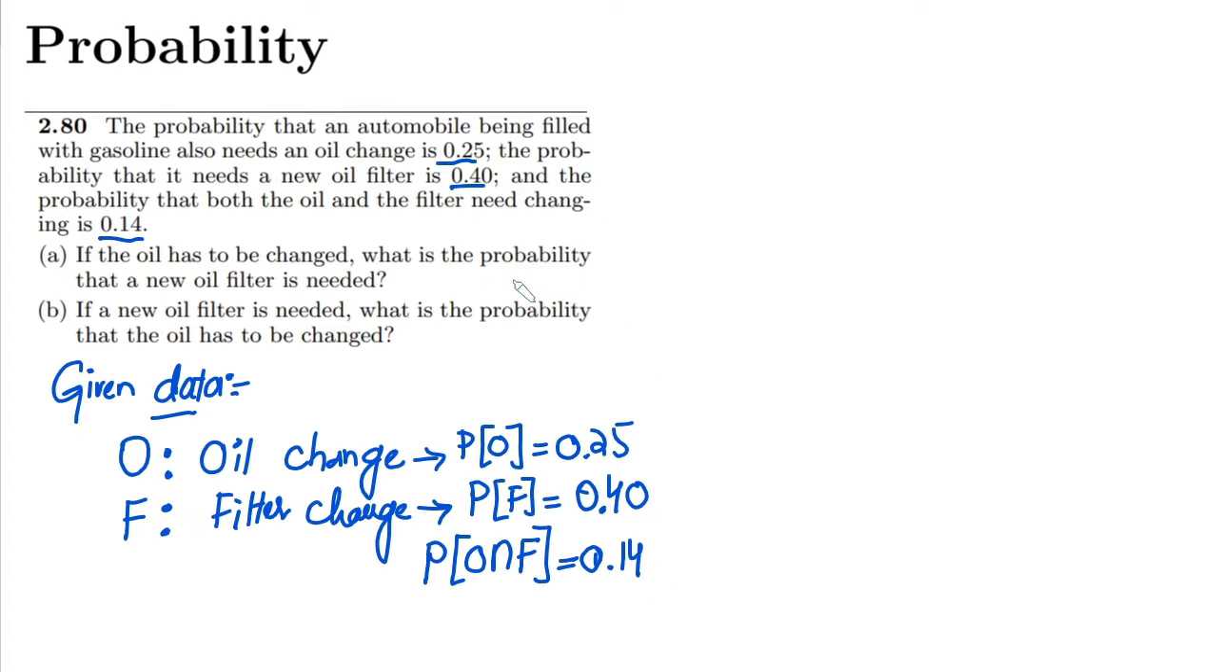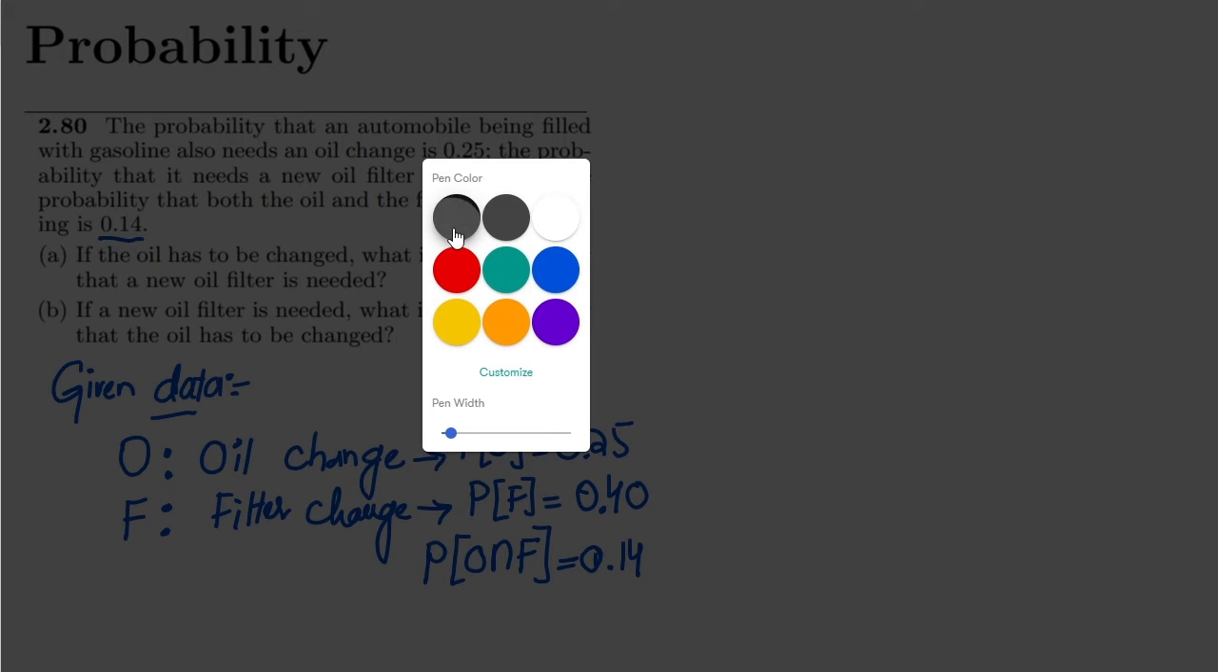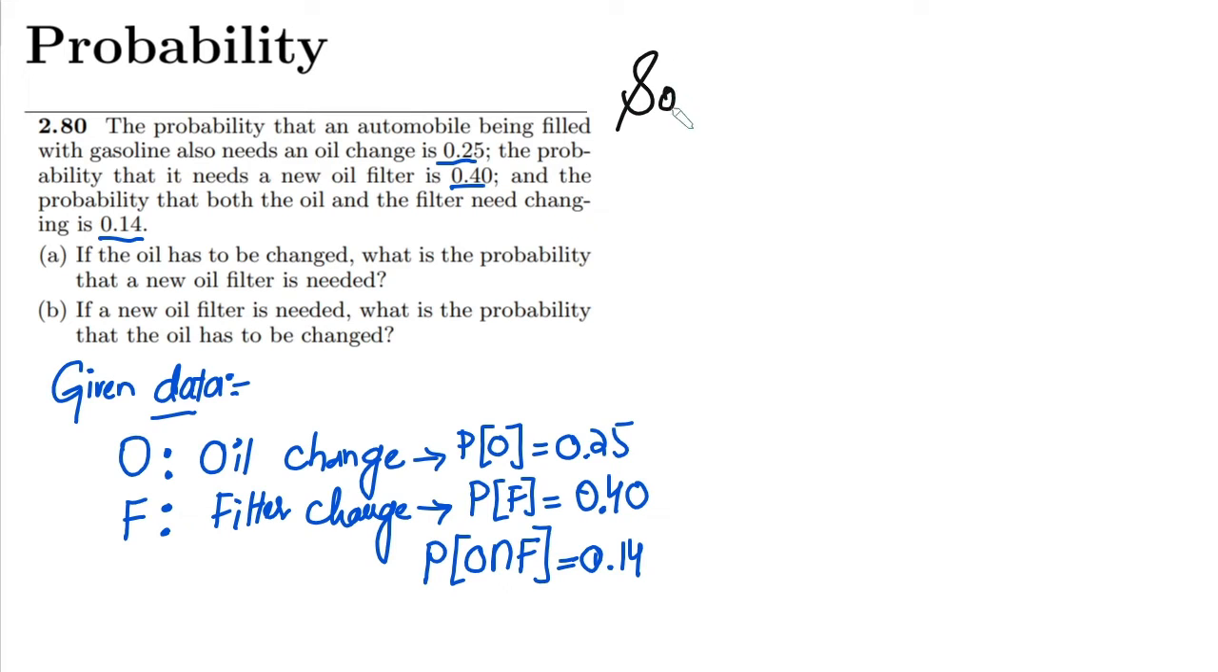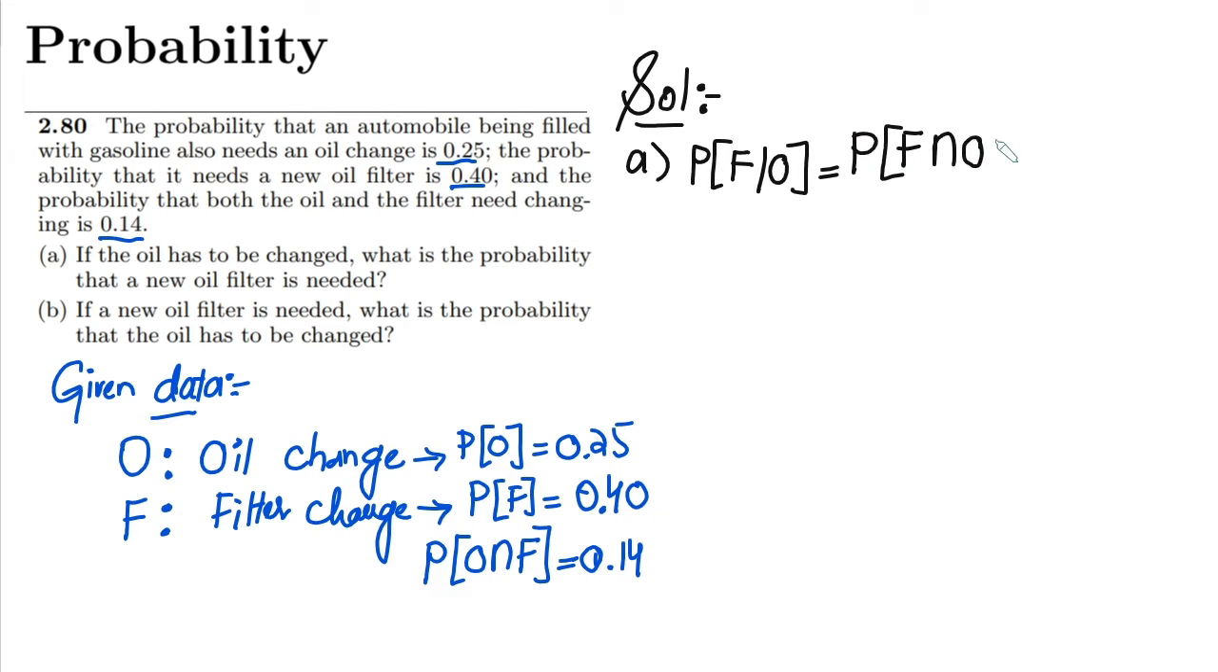Now what is required? Let me solve it with the color black. So what do I want to find out? If the oil has to be changed, what is the probability that a new oil filter is needed? So I want to find out the probability of a filter change given that oil has been changed. According to the conditional probability, I want to find the probability of a filter change and oil change divided by the probability of oil change.